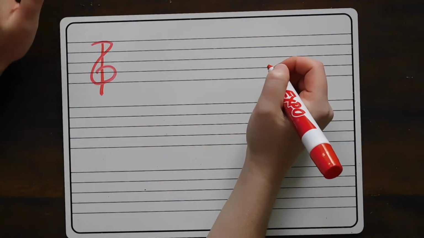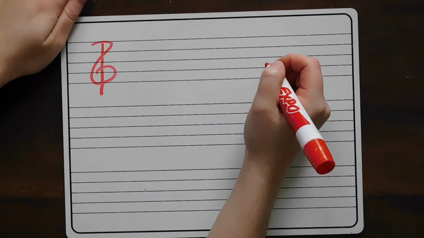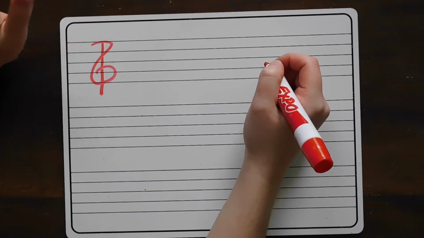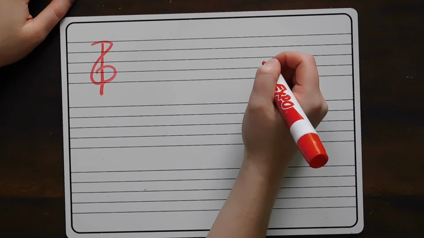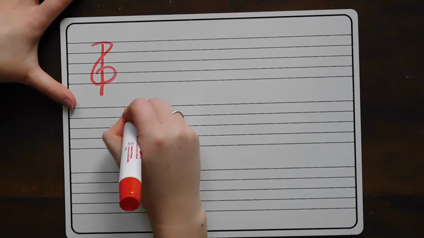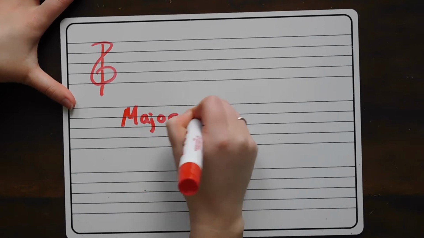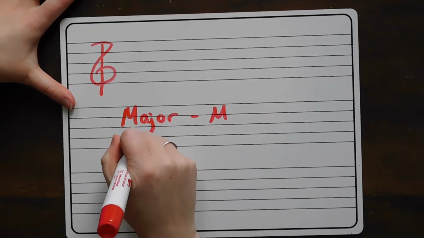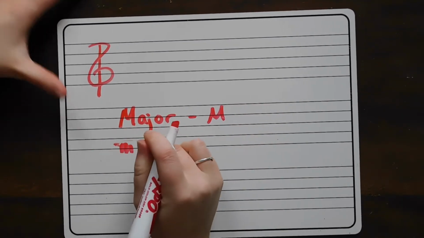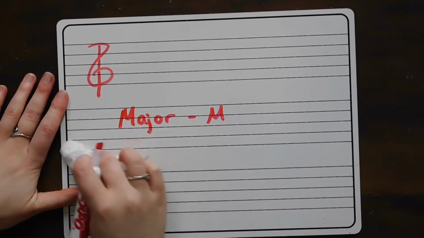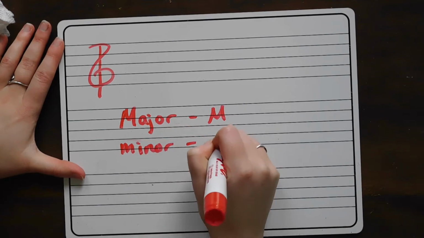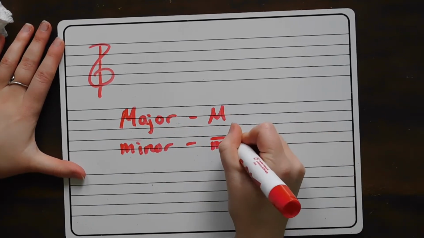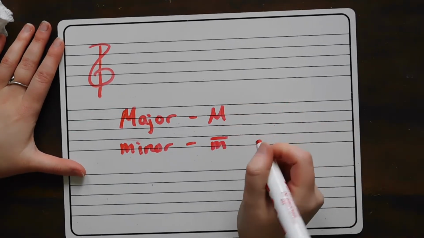All right. Then we're going to talk about the quality. Numbers are really easy, it's just counting. Qualities are a little bit more complicated. There are 5 different qualities. There is major, which we're going to label with a capital M. There is minor, which we're going to label with a lowercase m and a line over it, just to determine that this is a lowercase m, because sometimes these m's can look similar.